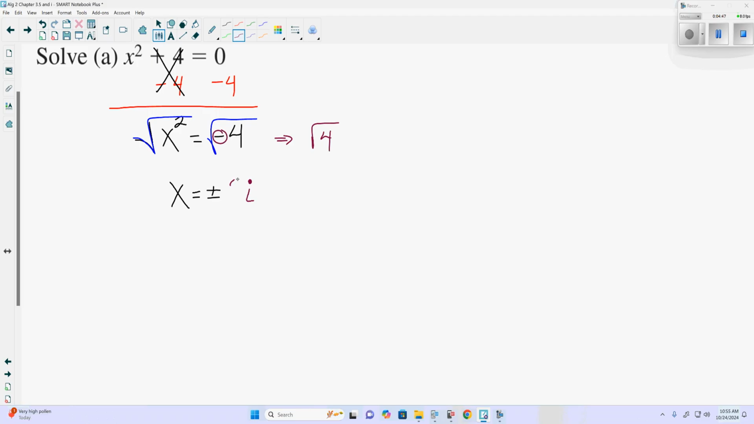So the square root of negative 4 is 2i. So it's telling us x is equal to plus or minus 2i. So our two solutions for this are positive 2i and negative 2i.